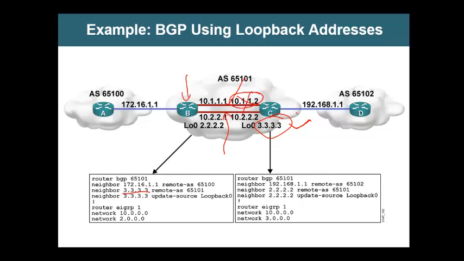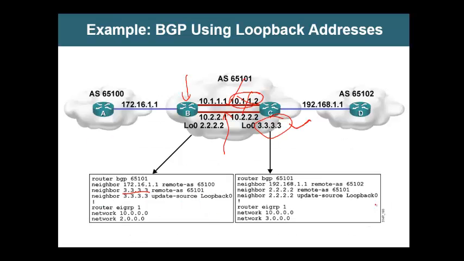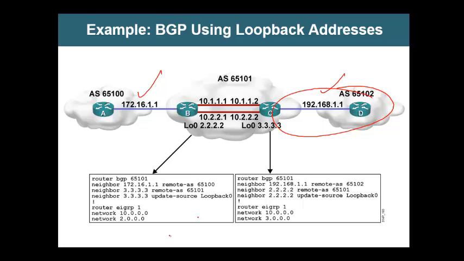Most of the time in an IBGP scenario, you will form a neighbor with loopback. See, that was even mentioned somewhere here. Here you see this point. The neighbor update-source command is normally used only with IBGP neighbors. The reason is only in the IBGP scenario you will have redundant paths. In EBGP, it is very rare to see redundant paths. You have only one link here, only one link here. In EBGP you will have a single connection.